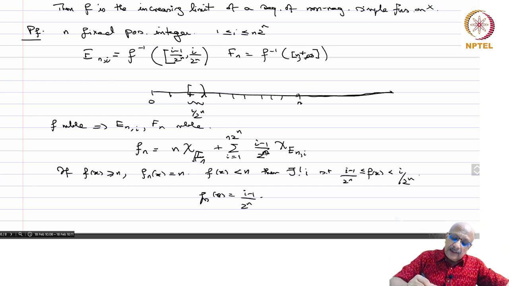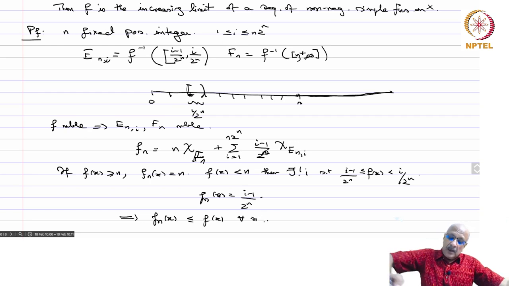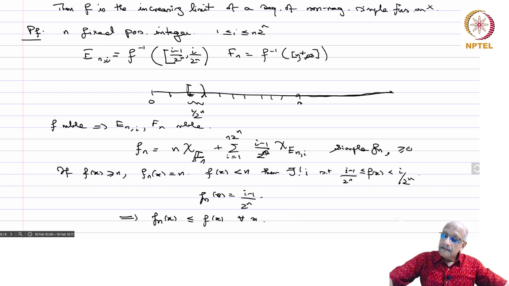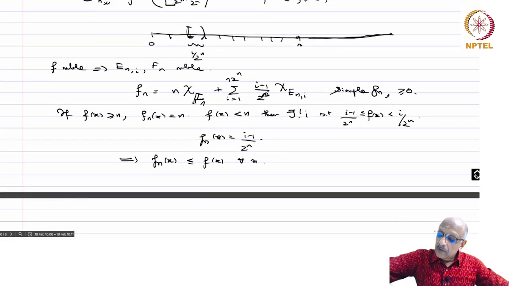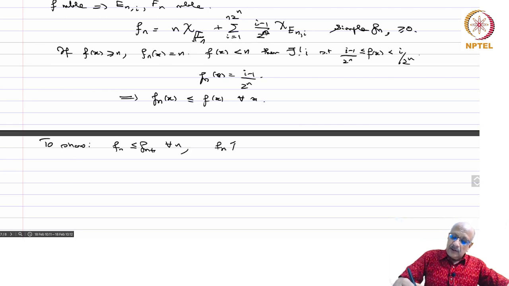So if f(x) falls after n, then you put this lower value. If it's before n, then it will fall in one of these intervals, and then you take the lower end of that interval. So this implies of course that f_n(x) is less than or equal to f(x) for all x. And this is of course a simple function. So we just have to show two things: that f_n is less than or equal to f_{n+1} for all n, and f_n increases to f.